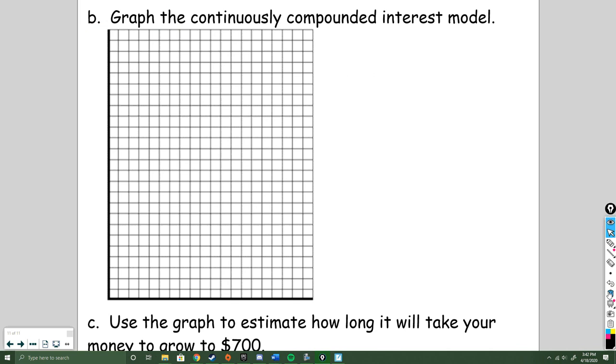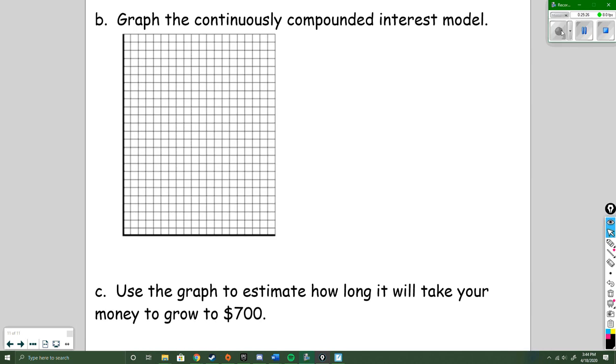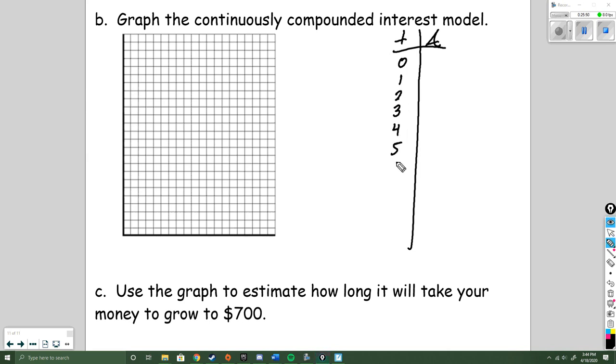I'm going to clear the board. So like before, we're going to create a table of values, and I'm going to do that on the right side, and then we're going to have to figure out what we want to scale this graph. So we have t, which is our input values. That is the time. I'm going to do the same thing as before. I'm just going to look at 0 through 10, and keep it simple. And then we're going to find the amount.